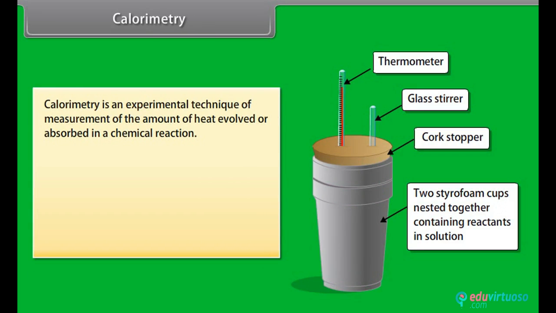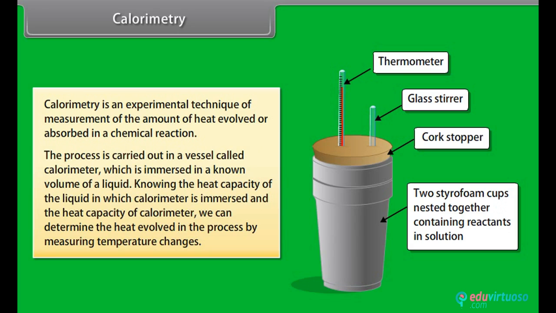Calorimetry. Calorimetry is an experimental technique of measurement of the amount of heat evolved or absorbed in a chemical reaction. The process is carried out in a vessel called calorimeter, which is immersed in a known volume of a liquid. Knowing the heat capacity of the liquid in which calorimeter is immersed and the heat capacity of calorimeter, we can determine the heat evolved in the process by measuring temperature changes.